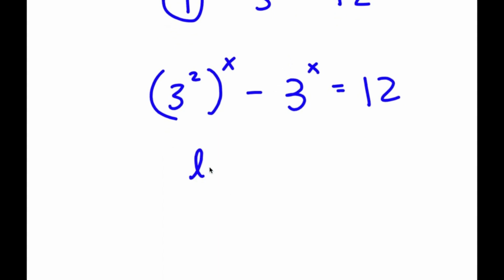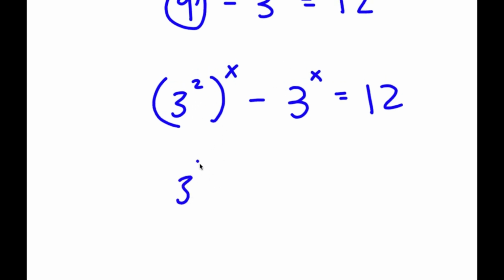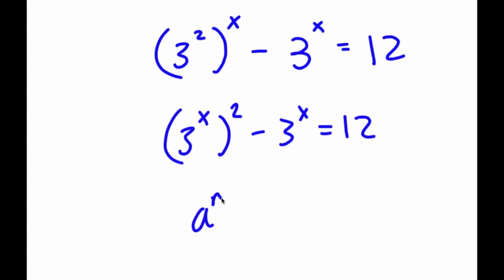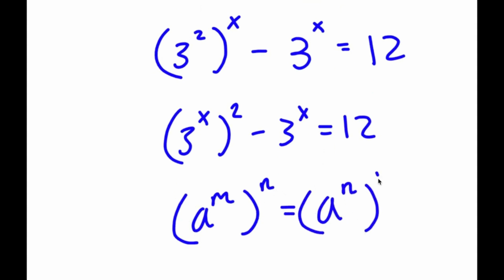Now I'm going to rewrite 3 to the power of 2 to the power of x as 3 to the power of x to the power of 2. Because if I have something in the form a to the power of m to the power of n, this is also equal to a to the power of n to the power of m.